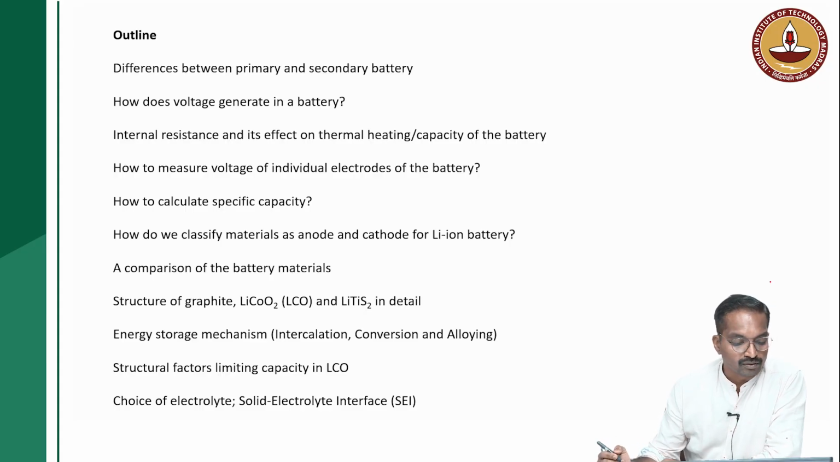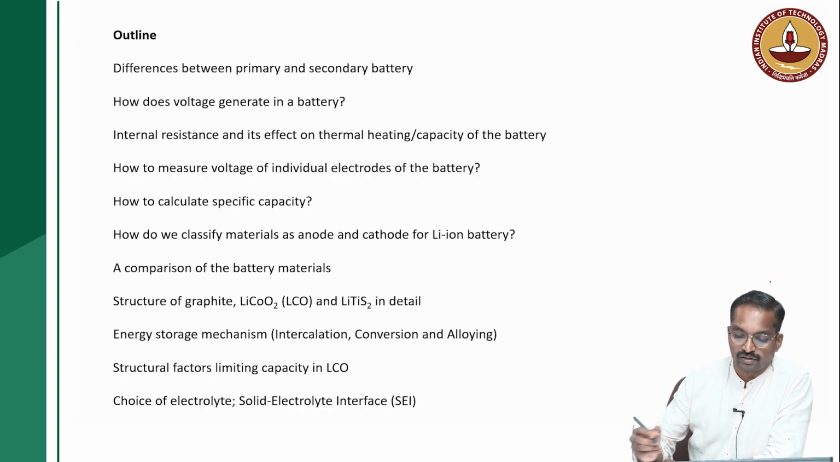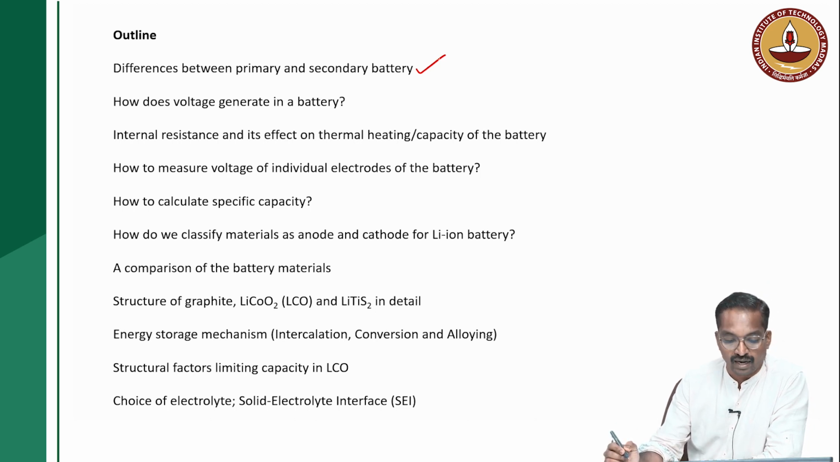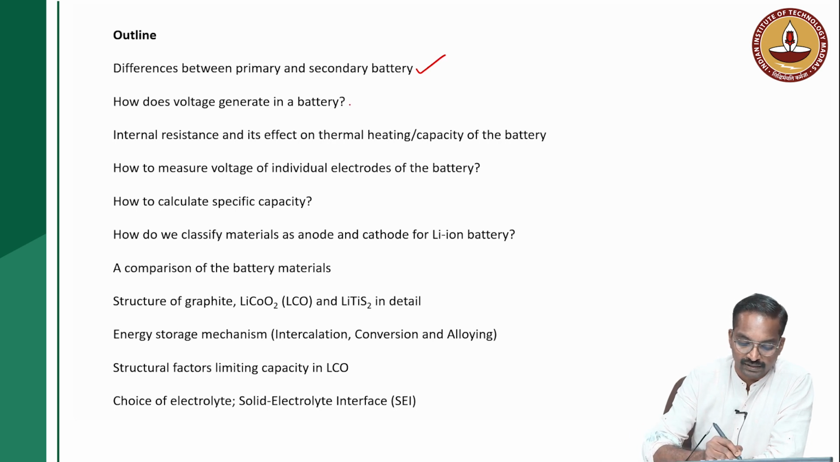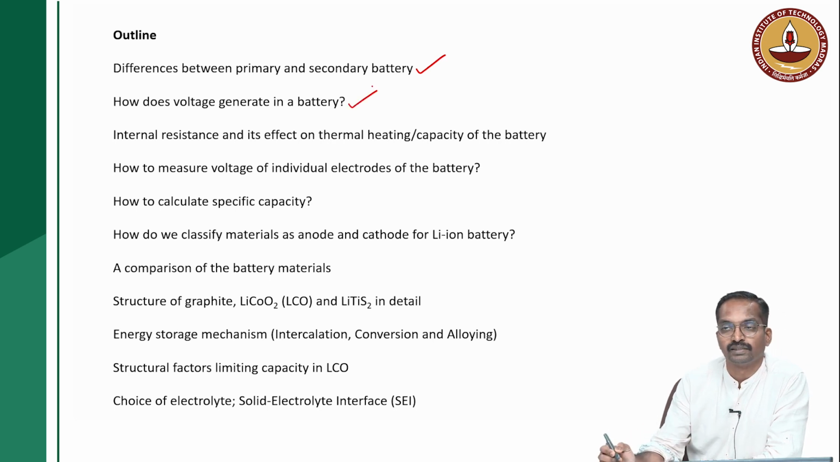The outline of the talk goes like this. So, first we will discuss what the differences are between the primary and secondary battery and how voltage is generated in a battery, because every battery has a certain voltage. Not all batteries give the same amount of voltage. That means there should be something related to the material used in the battery that defines the voltage of the battery, right.